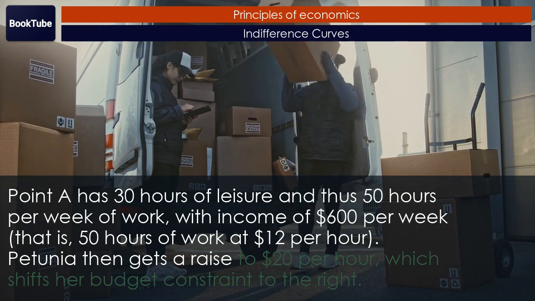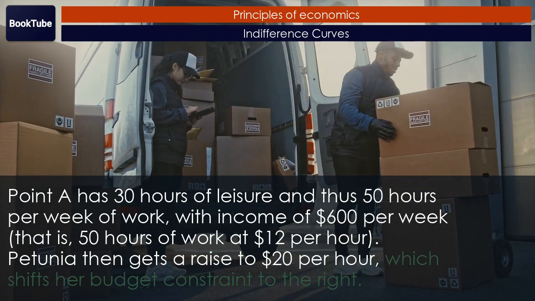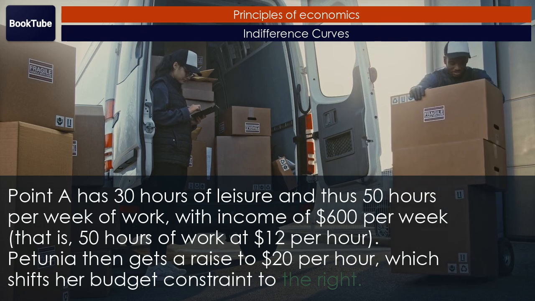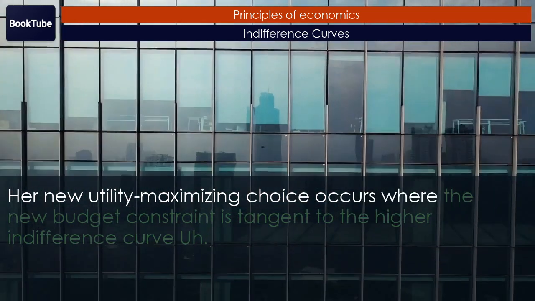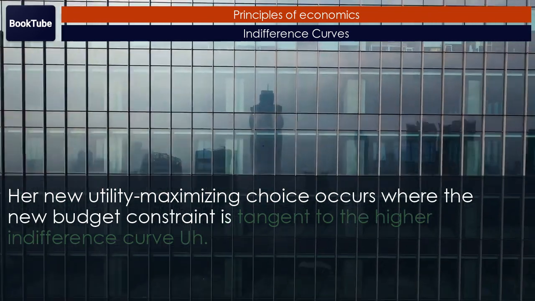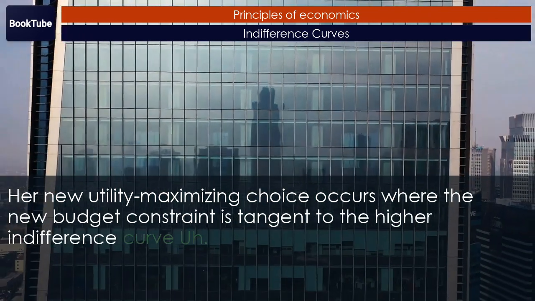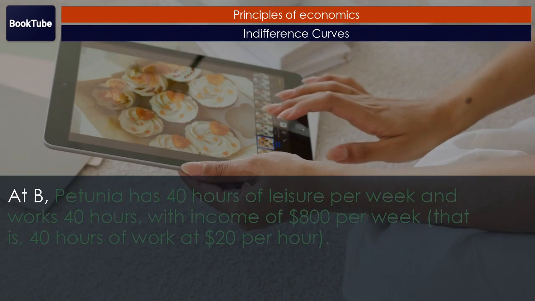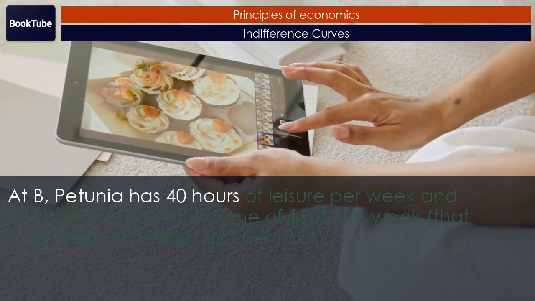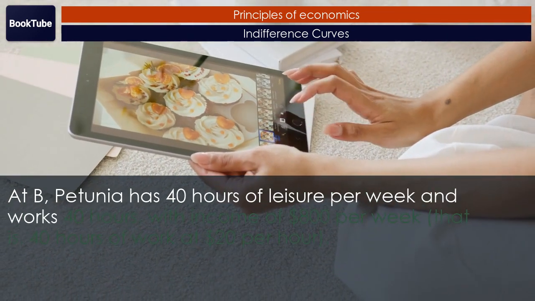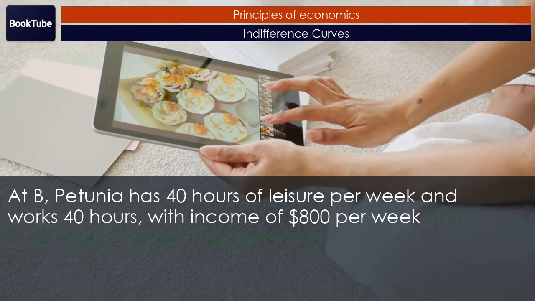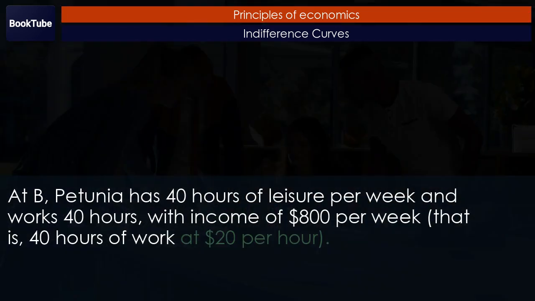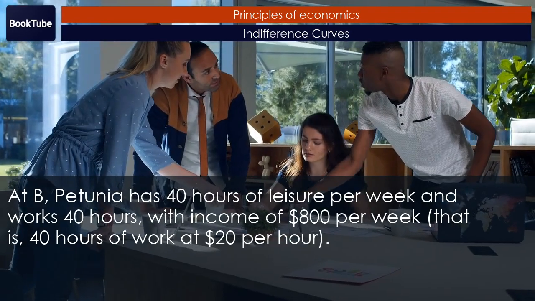Petunia then gets a raise to $20 per hour, which shifts her budget constraint to the right. Her new utility maximizing choice occurs where the new budget constraint is tangent to the higher indifference curve. At B, Petunia has 40 hours of leisure per week and works 40 hours, with income of $800 per week, that is, 40 hours of work at $20 per hour.